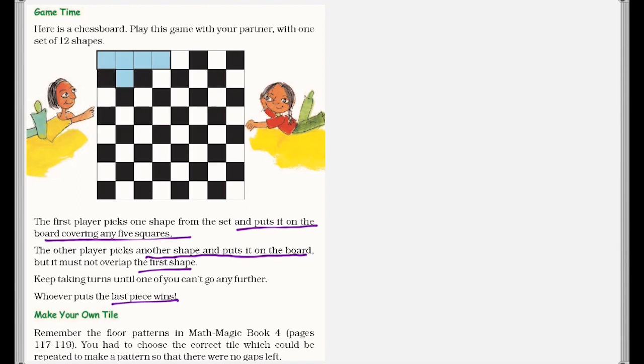Now make your own tile. Remember the floor patterns in the Math Magic book in 4th class. You had to choose the correct tile which would be repeated to make a pattern so that there were no gaps left.